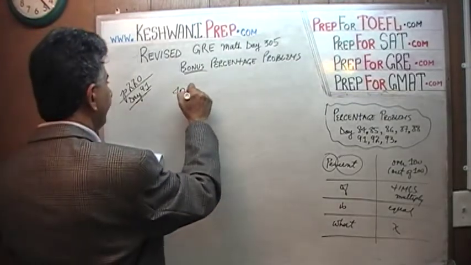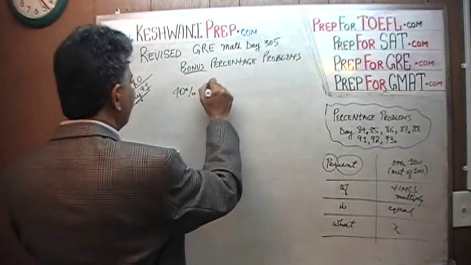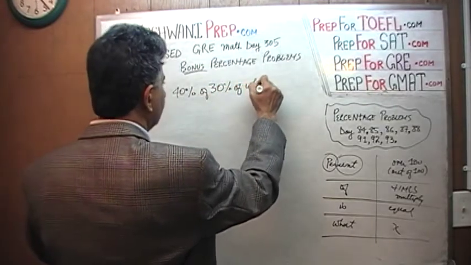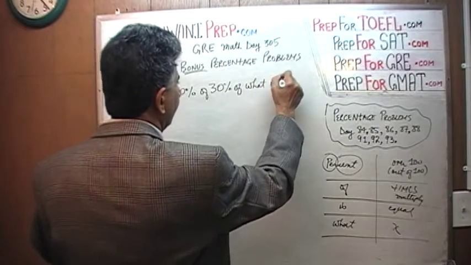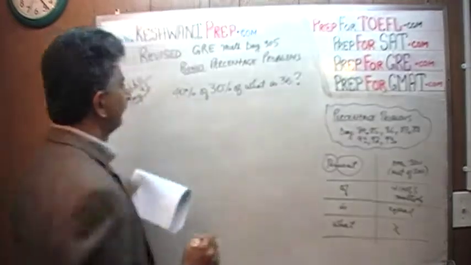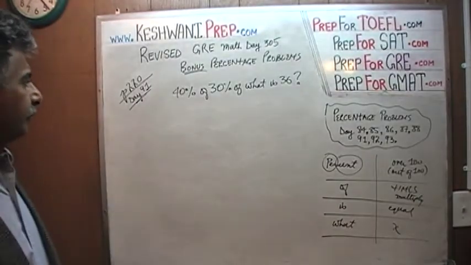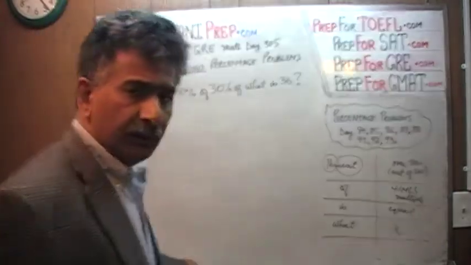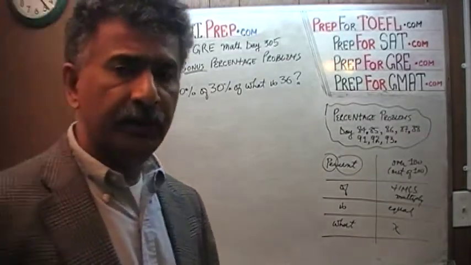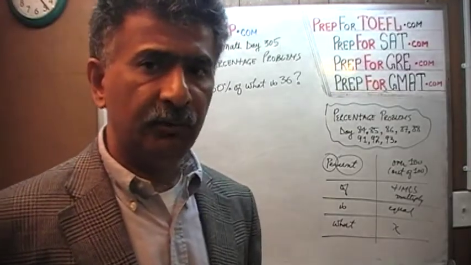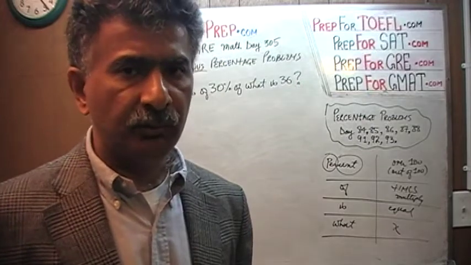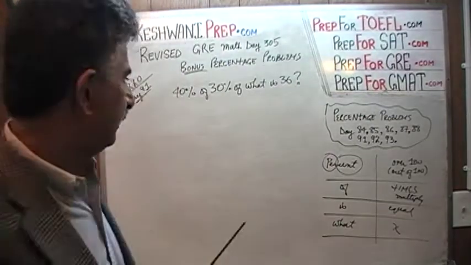40% of 30% of what is 36. Again, same exact thing. We're going to translate this thing word by word. Do not skip any word. If you translate it word by word, you will see that the correct equation will emerge automatically. We won't have to do anything. It will emerge by itself.